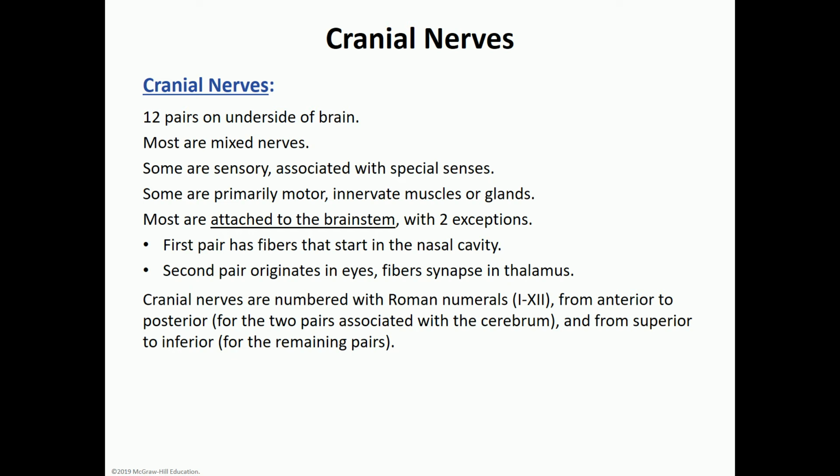Function-wise, it acts like a nerve, but again, it is really anatomically considered just an outward extension of the CNS towards the nose. Cranial nerves have these Roman numerals, so we number them 1 through 12, and we name them. When you flip the brain upside down, you are going to see them coming out of the brainstem, and we name them from superior to inferior.